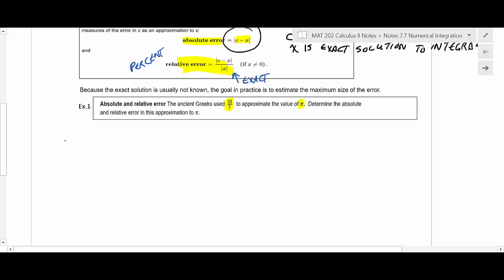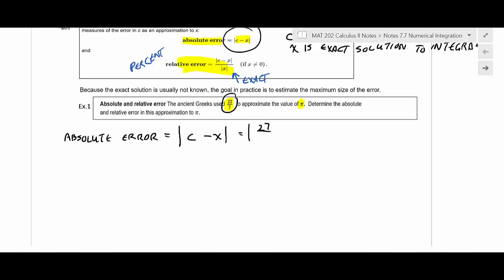Okay, so what we're going to do on the absolute error is get our calculator out and do something simple. What we're going to do is C minus X. So again, when we do that, C is going to be the approximate answer, 22 over 7. And then pi, we're just going to use the pi key on our calculator, because pi is an irrational number. The decimals go on forever. The further decimals go out, the better your accuracy is. So we're going to approximate that on our calculator.